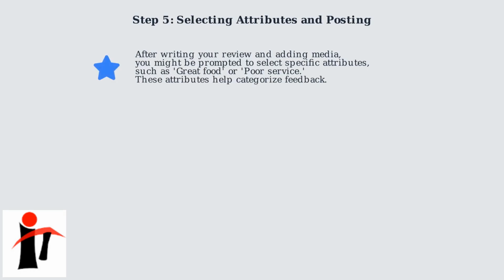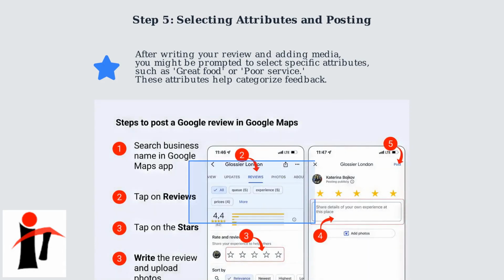After writing your review and adding media, you might be prompted to select specific attributes, such as great food or poor service. These attributes help categorize feedback. Here's a tutorial showing how to select attributes during the review process.